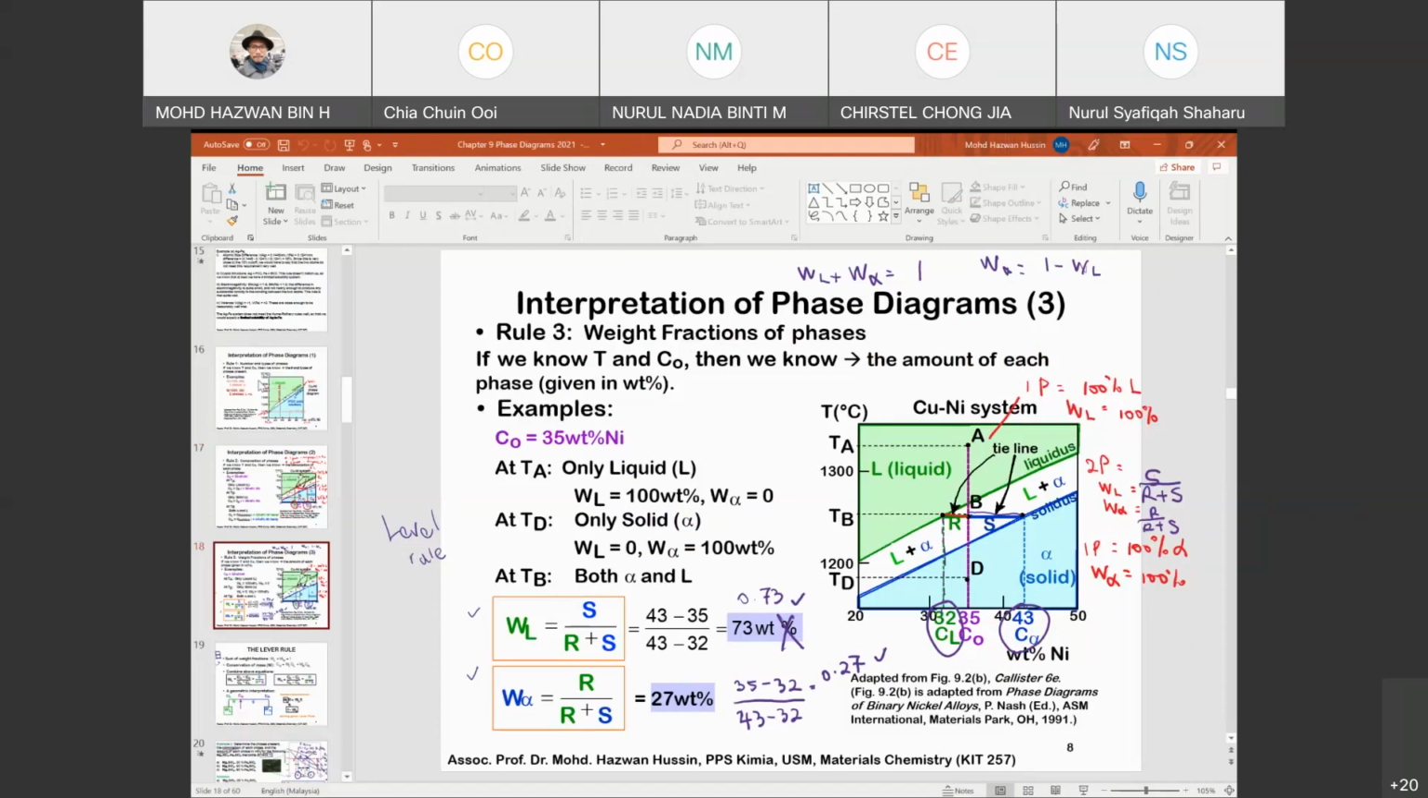So normally for the weight fractions, if it exists in one individual phase, then it shouldn't be a problem because it will be 100% of the respective phase. But if it is in a mixture, for example, at liquid plus alpha, then you know that the weight fractions or the amount need to be reported for both phases.